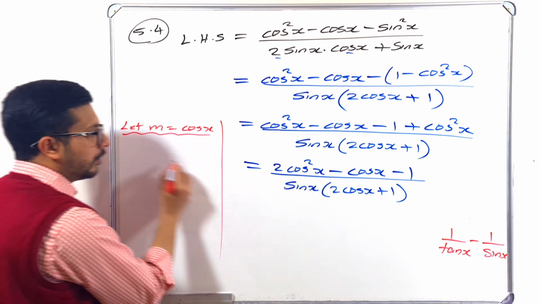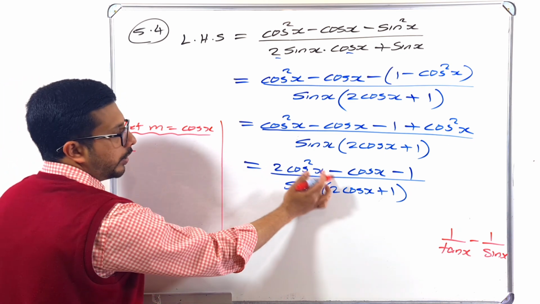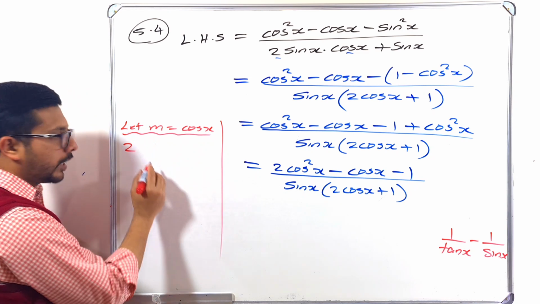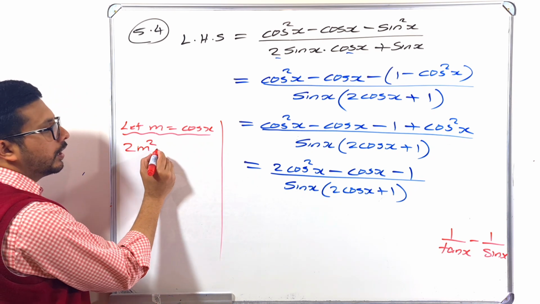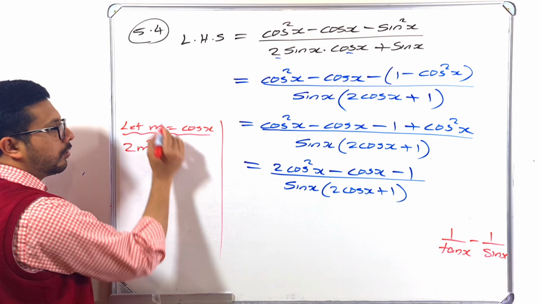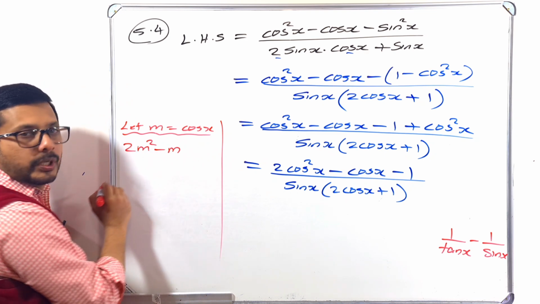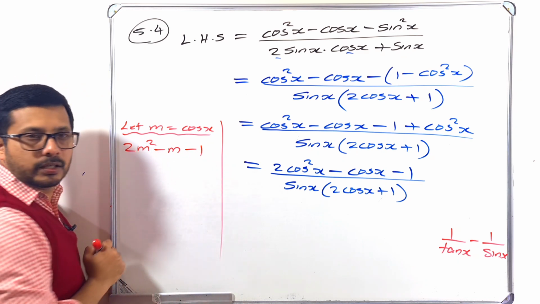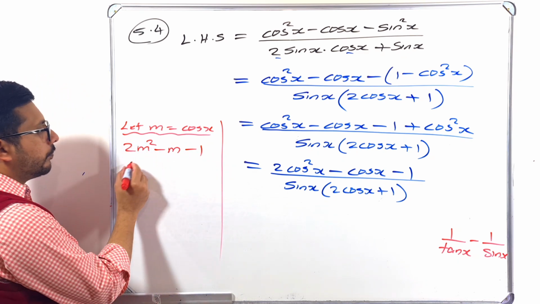So what is that one? 2 cos squared x, cos x is m, so m squared. Am I right? So 2m squared, then cos x is m, so 2m squared minus m, then minus 1. So how can you factorize this one?